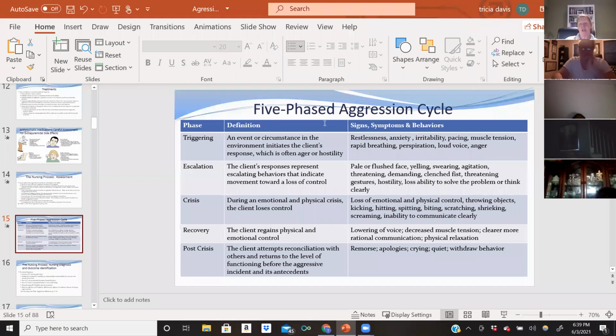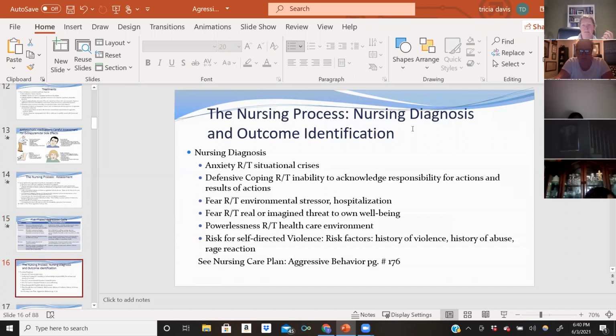So if we're going to be able to really look and see when these events are going to occur, then we have to know these 5 phases of this aggression cycle so we can know what to recognize and we know what's coming next and what interventions we know are going to be effective for our patients.